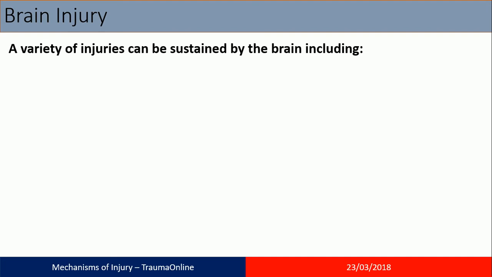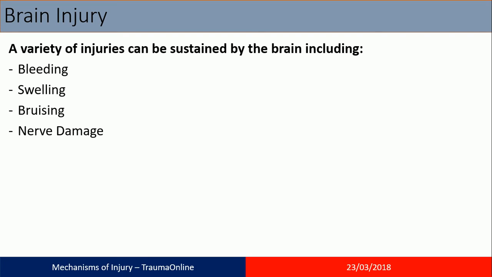Brain injury behaves slightly differently to the other types of injury, and that's why we've left it till last. And this is because the brain is different to all the rest of the body, in that you have these neurons running through it, and that's its main function. And there are a number of ways in which the brain can be injured.